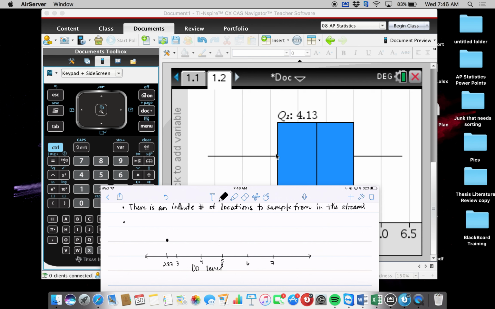All right, my Q1 is 4.13, which is about right here. My median is 4.83, which is about over here. My Q3 is 5.55, so that's right here in the middle. And then my max is going to be 6.38, which is about over here. All right, so all I have to do is draw my box plot.